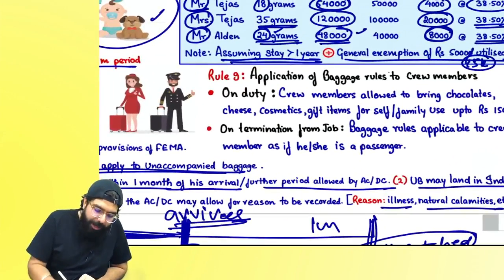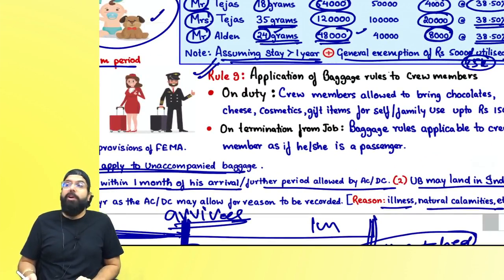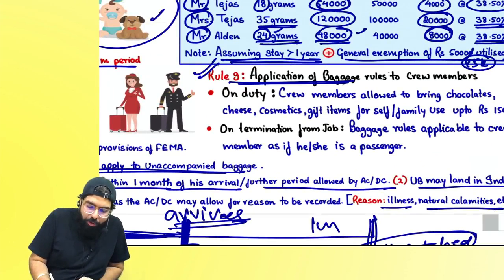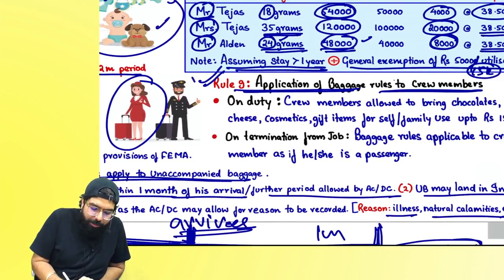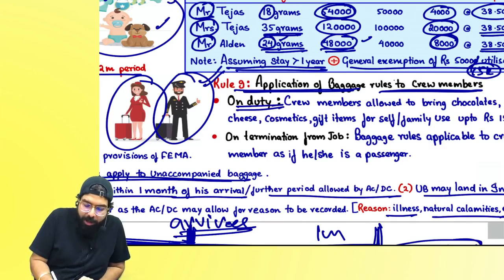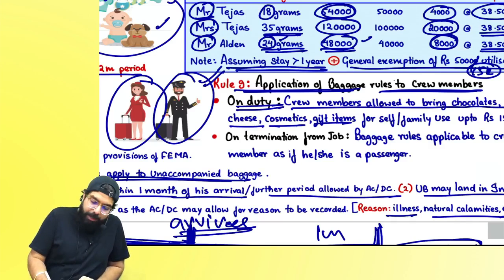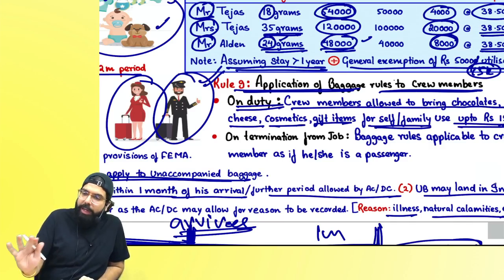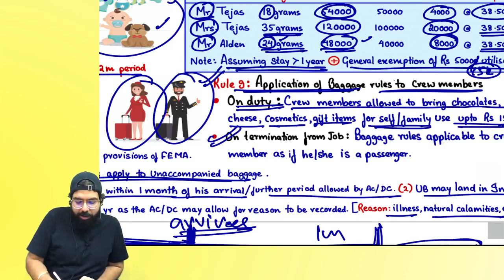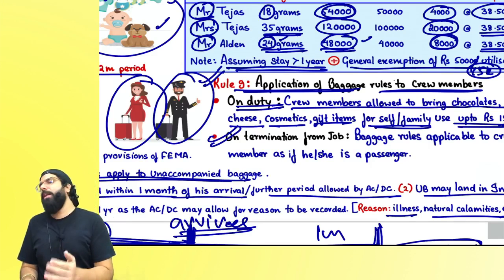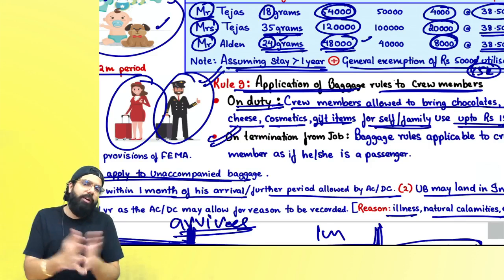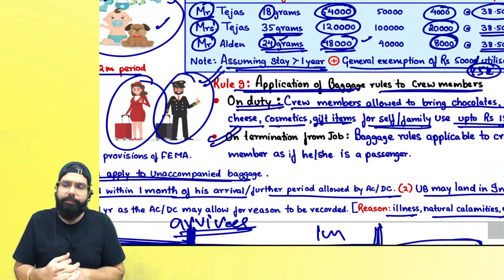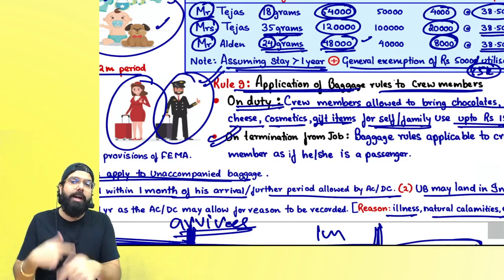Now we have rule number 9 over here, which is applicable for whom? Crew members. Application of baggage rules to crew members. Always remember, if a crew member, basically air hostess, pilots, etc., when they are on duty, crew members are allowed to bring only chocolate, cheese, cosmetic, gift items for self and family use up to 1,500. But sir, on termination of duty, what will happen? Baggage provisions as applicable to a passenger are applicable to crew members also. The 15,000 or 50,000 limit will be applicable when they terminate the job.